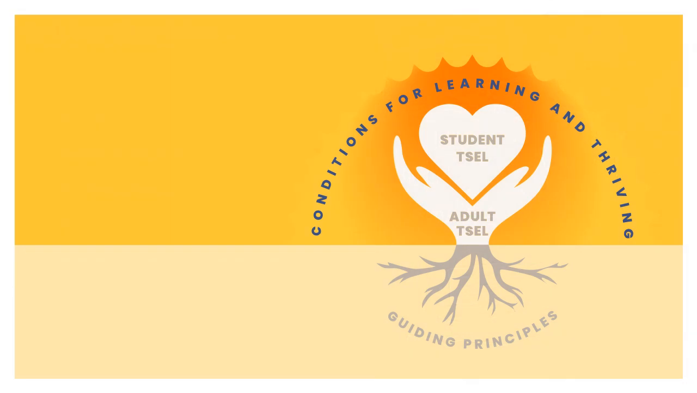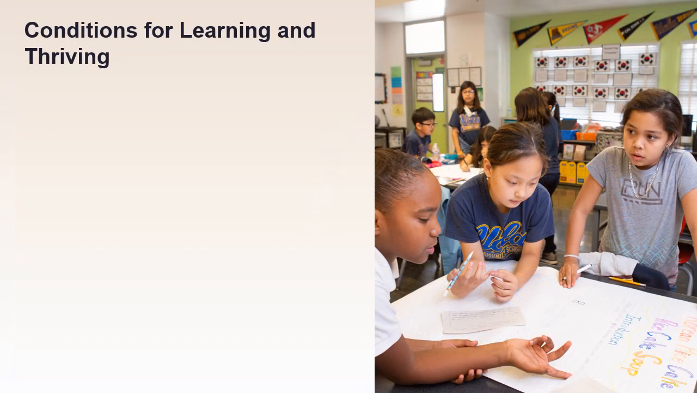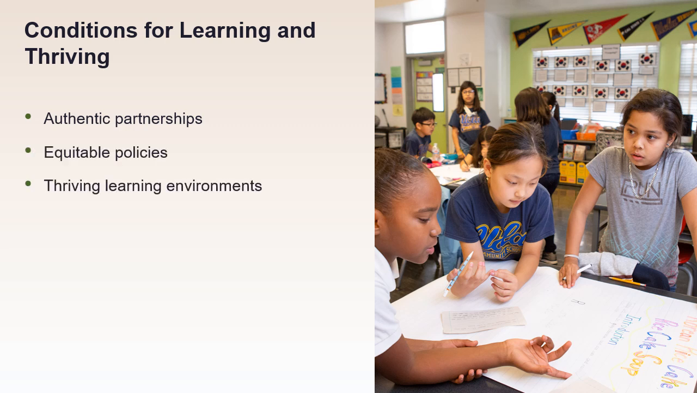The Transformative SEL framework also describes the systemic and collective conditions necessary for optimal learning and thriving. These include authentic partnerships, equitable policies, and thriving learning environments. These conditions should exist across social contexts, systems, and learning environments.